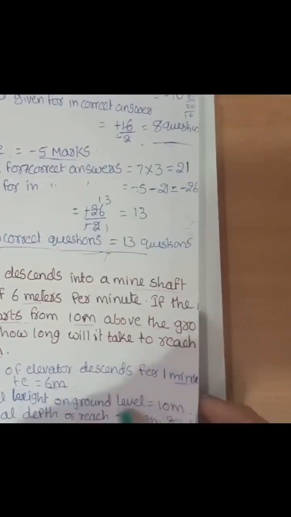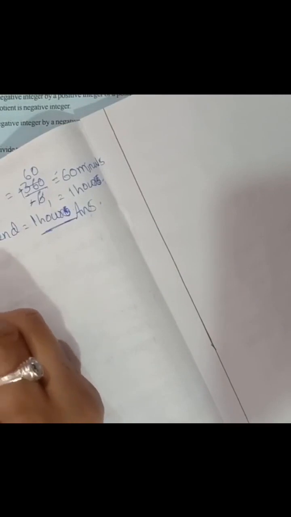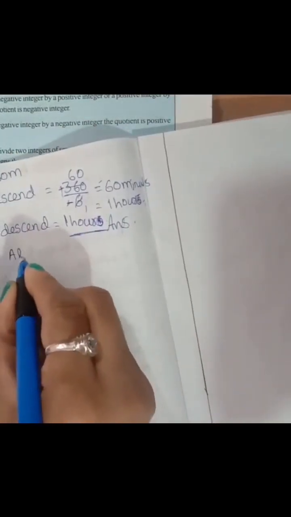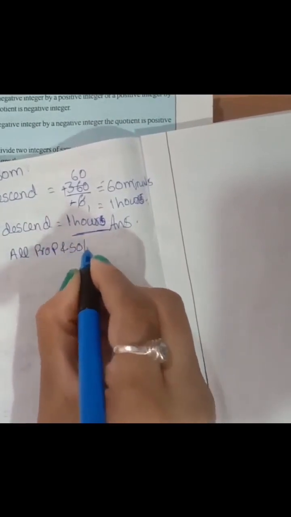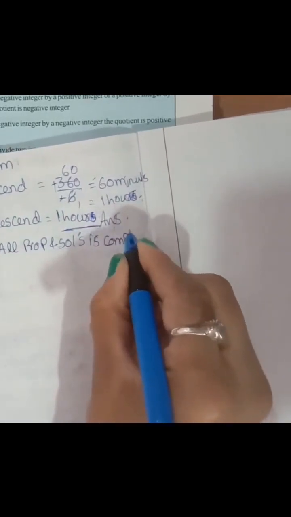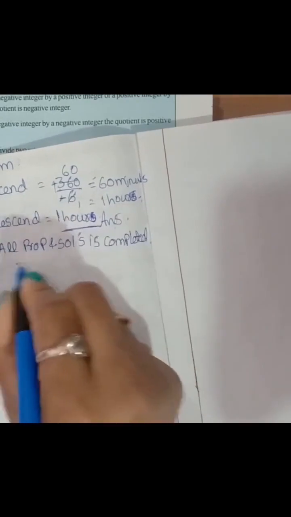This is all the problems and solutions. Exercise 1.7, all problems, is completed. If we take the time as 1 hour, we will reach this final depth. That is the end of all problems and their solutions.